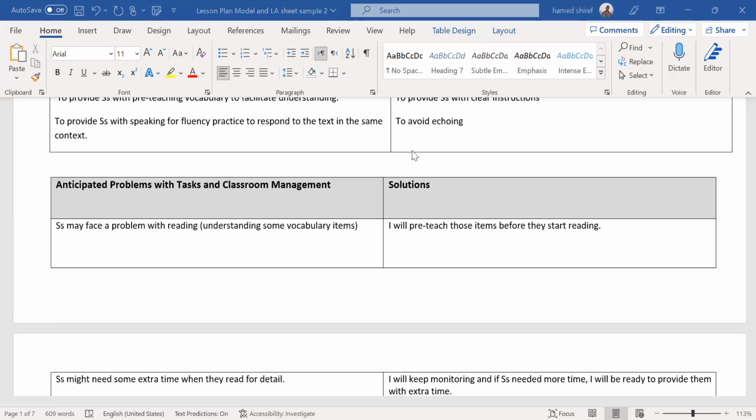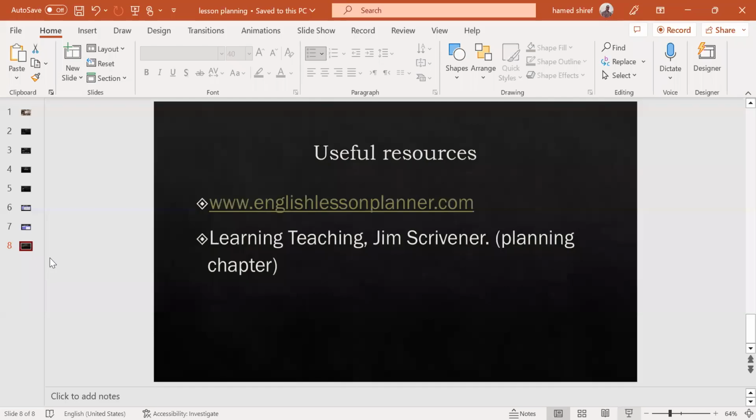Also, before we end this one, I'm going to show you a couple of resources that you can use while planning. So the first one is a website that you can sign up for free. It's called EnglishLessonPlanner.com. And the second one is a book called Learning Teaching by Jim Scrivener. And you will just need to read the planning chapter.